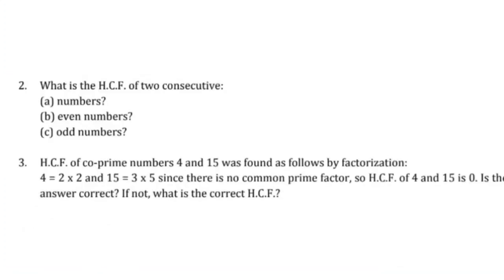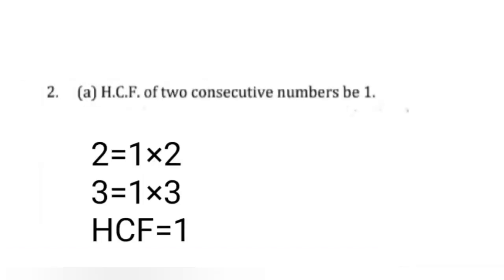See question number 2. What is the HCF of two consecutive numbers? Means we have to find the HCF of two consecutive numbers. So what is the answer? Answer is 1. Clear? Like two consecutive numbers, see the example 2 and 3. These are consecutive numbers. And what is the common factor in 2 and 3? 1 is common. So the answer is 1.